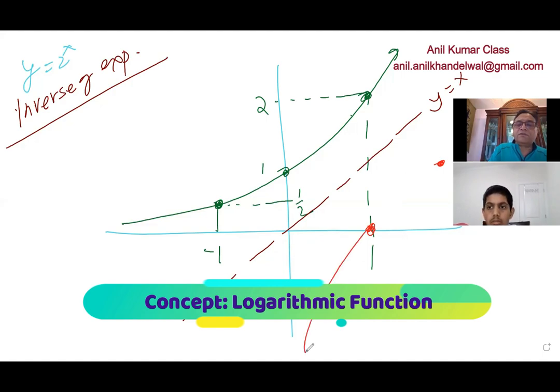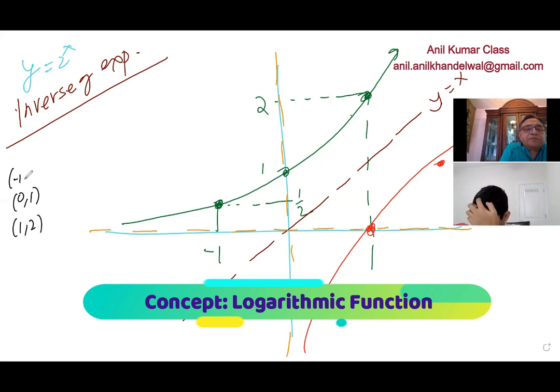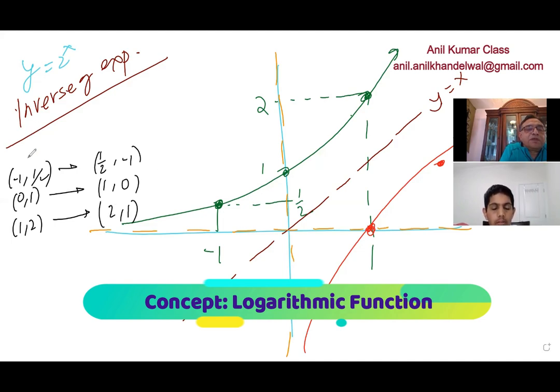So we do get a graph which looks kind of like this, right? Where instead of the horizontal asymptote we had earlier, now we have a vertical asymptote, correct? So the scenario changes. What we see is that the coordinate points which were 0, 1, 1, 2, minus 1 half, are now switched to 1, 0, 2, 1, half, minus 1, correct? And the horizontal asymptote has shifted to a vertical asymptote. Do you see that?